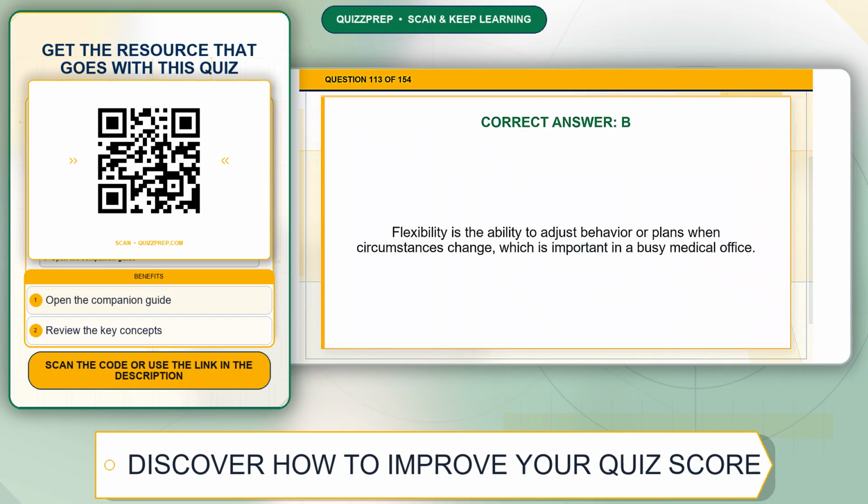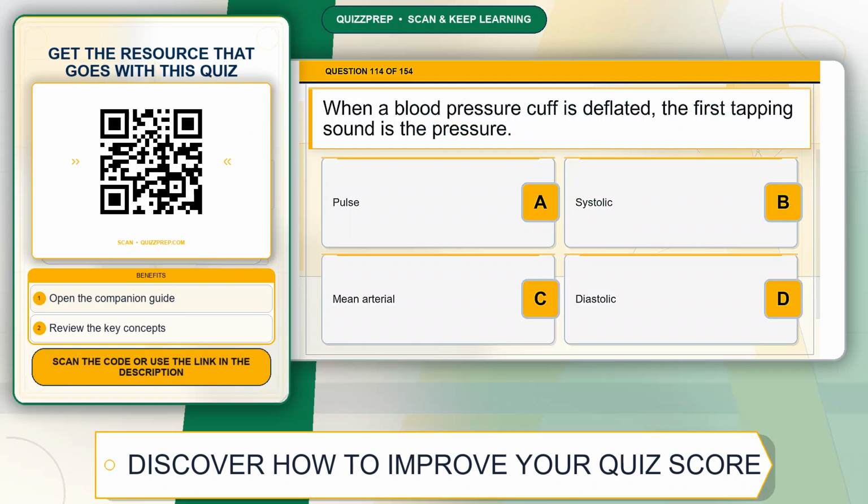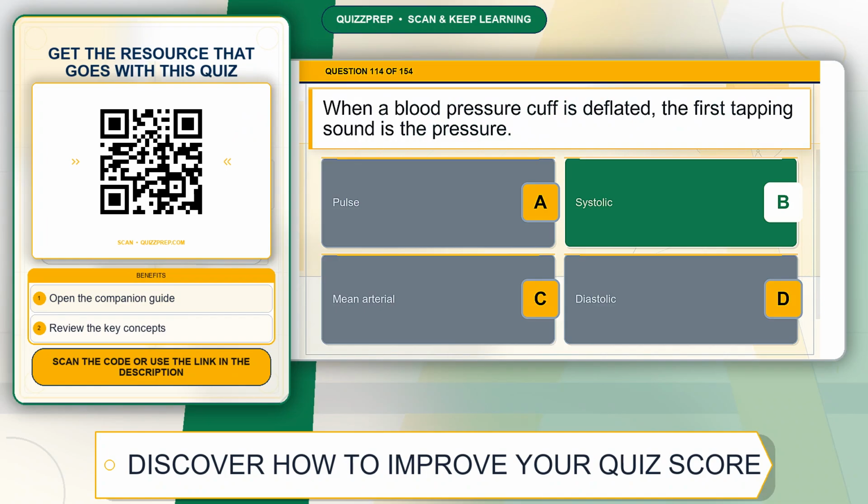Explanation. Flexibility is the ability to adjust behavior or plans when circumstances change, which is important in a busy medical office. Question 114. When a blood pressure cuff is deflated, the first tapping sound is the pressure. Option A, pulse. Option B, systolic. Option C, mean arterial. Option D, diastolic. The correct answer is option B, systolic.